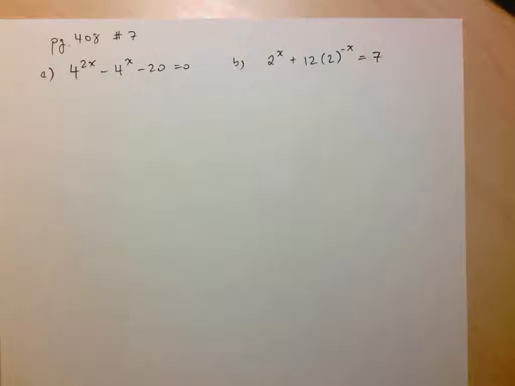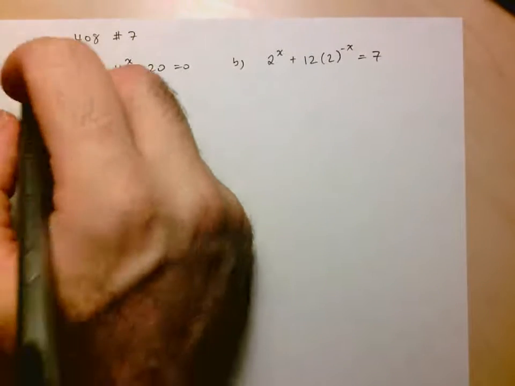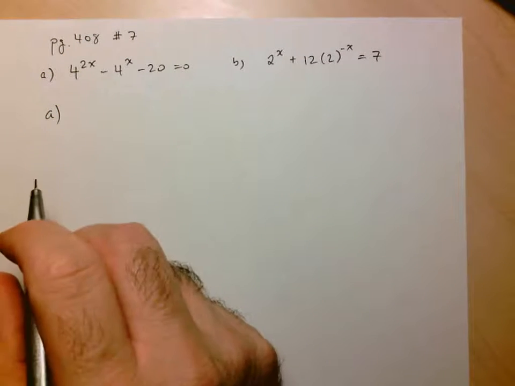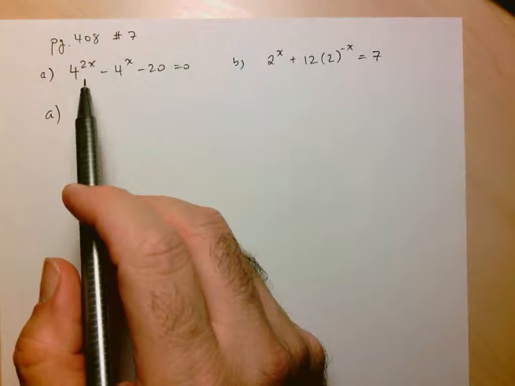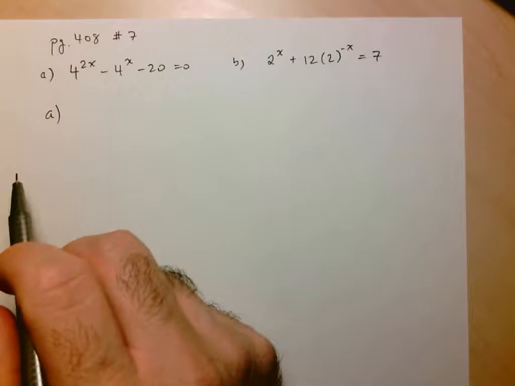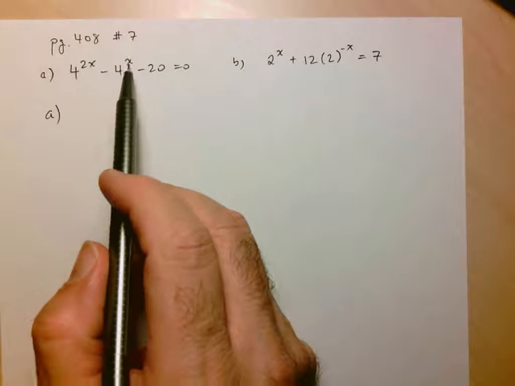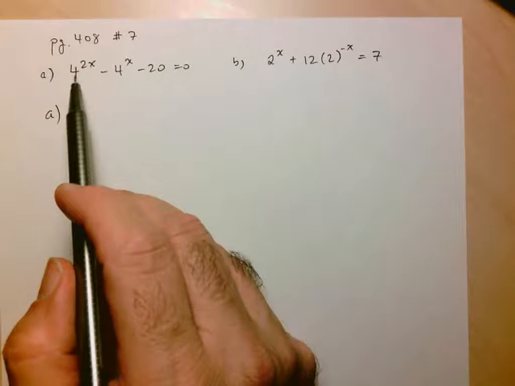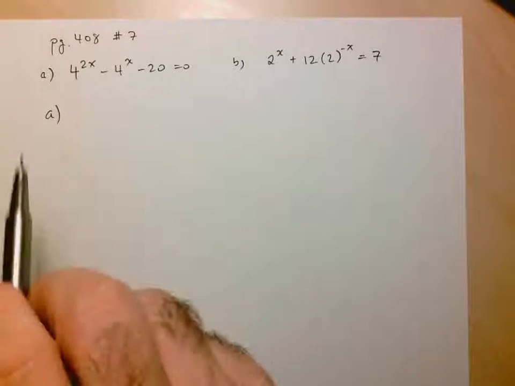Hi folks, we're going to take a look at page 408, number 7. We've got two examples of solving exponential equations. In both these scenarios, what we're looking for is to try to have all the expressions with powers have the exact same power. Here, if I look at the simplest power, I've got 4 to the x. So my goal is to write this so that it has a 4 to the x.